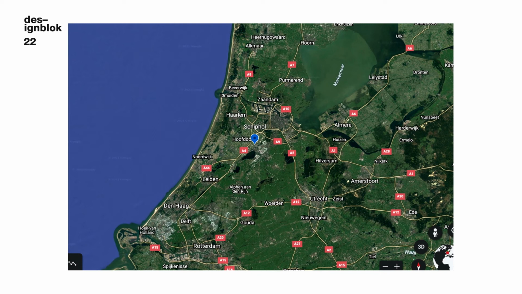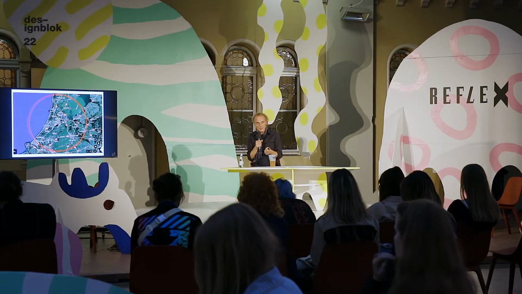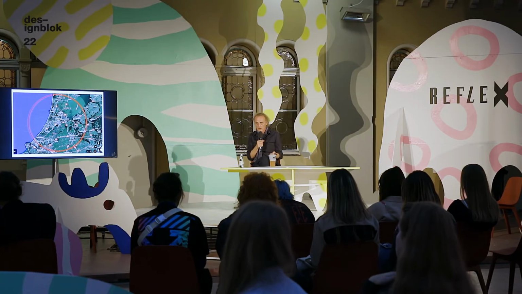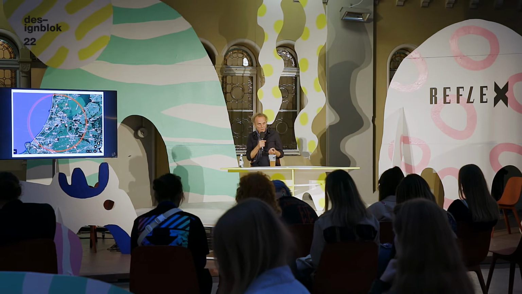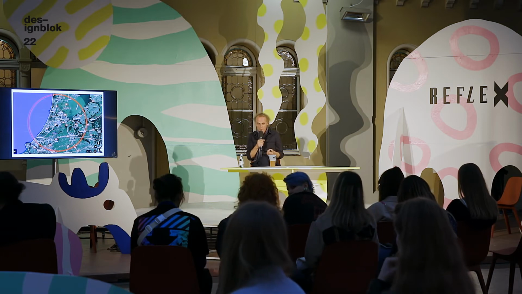This is a map of Holland. The blue dot is where Schiphol is, and the red circle is where all the suppliers are for making this furniture. So within a circle of 75 kilometers from Schiphol Airport, we found all the suppliers who could make this object. And that meant that we also saved a lot of money on transportation.